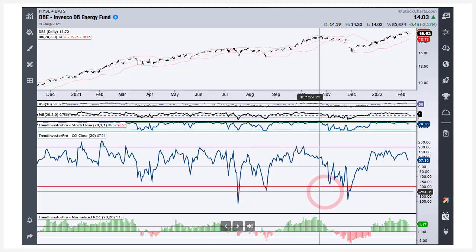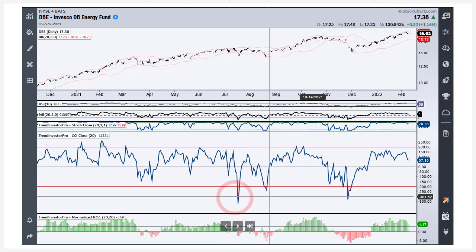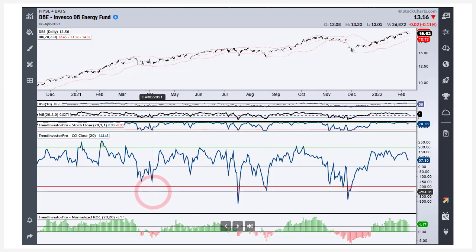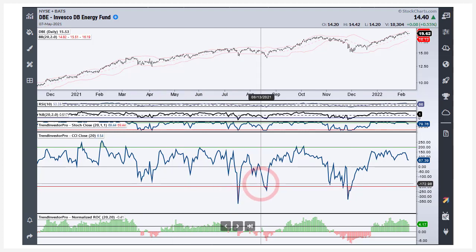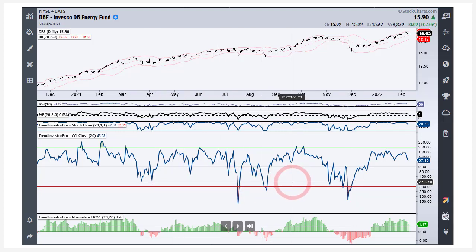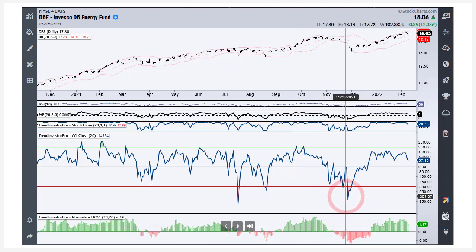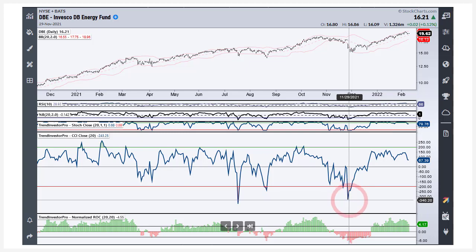And there you can see some dips below minus 200. We didn't have a dip in March and April. But this is similar, say, to RSI. It's a little bit more volatile as far as the swings are concerned. But below minus 200, and you have an oversold condition that could lead to a bounce.